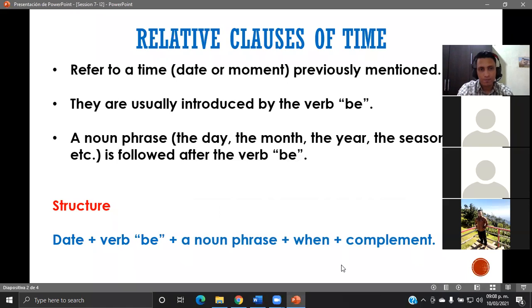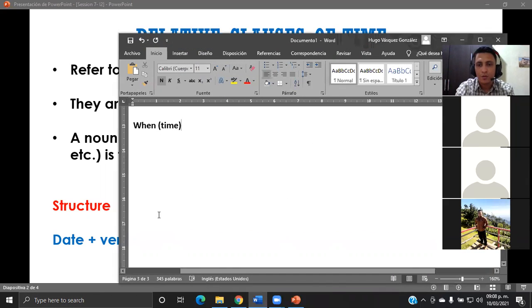For example, let's look at the structure that we use for a relative clause. We have the date. In this case, we specify the moment. If we say a date, we say February 14th, for example, or December, or Christmas Day, etc. Those are dates. Then we have the verb be, okay? Date plus the verb be. In this case, the verb be is am or is. It depends, but most of the time we use simple present, am or is.